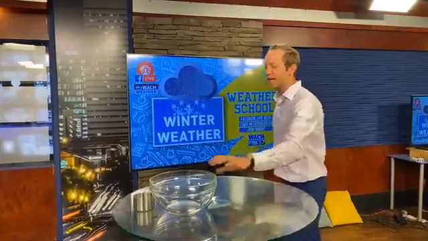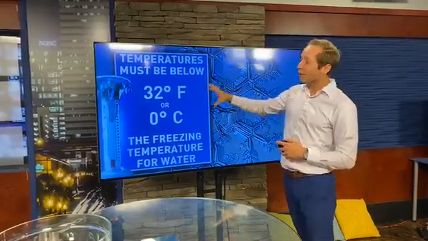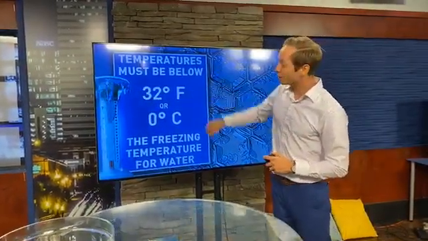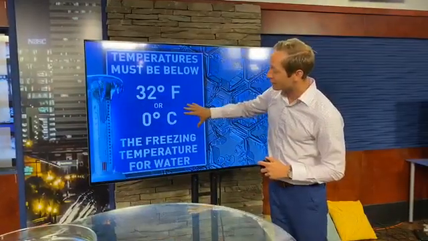Let's start off here with a little bit of the background. So we've got winter weather. Of course, snow is the thing that most people think of. And one of the number one rules for snow or any sort of wintry weather is temperatures have to be below freezing. So, or the freezing point of water, to be more specific. So we call that 32 degrees Fahrenheit or 0 degrees Celsius. And that's the temperature where water freezes.